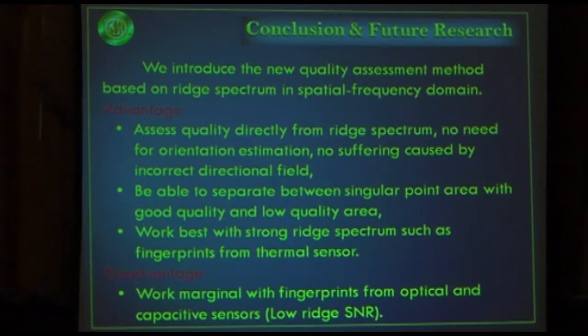Okay, conclusion and future research. We introduced a new quality assessment method based on the ridge spectrum in the spatial and frequency domains. The advantage of our algorithm is that it assesses quality directly from the ridge spectrum, so there is no need for orientation estimation, and no suffering caused by an incorrect directional field. The second is being able to separate singular point areas with good quality from low quality areas. It works best with a strong ridge spectrum, such as fingerprints from thermal sensors, but the disadvantage is that we still work only marginally with fingerprints from optical and capacitive sensors with low signal to noise ratio.